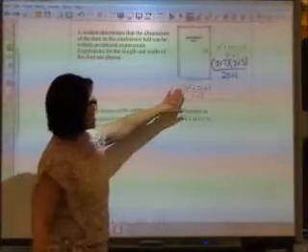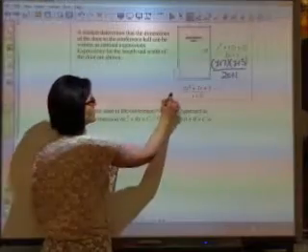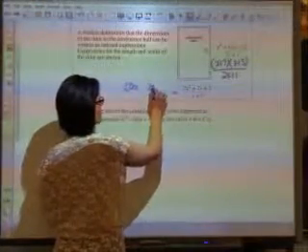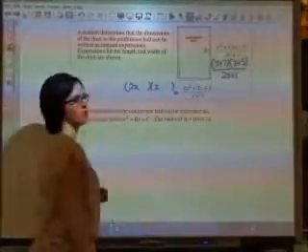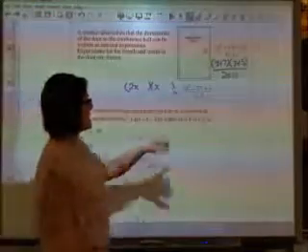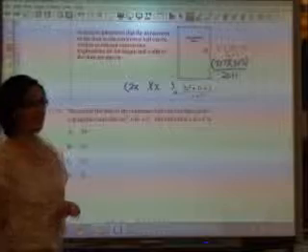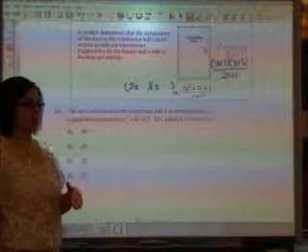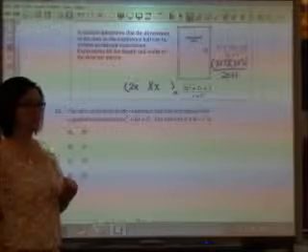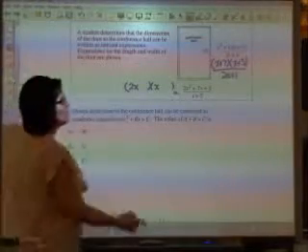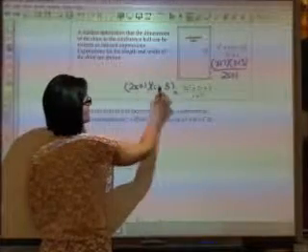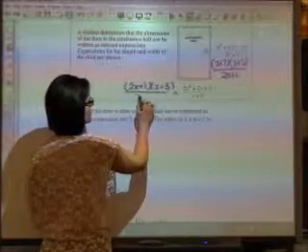Okay? And then when I go to factor this one, the only way that I can get a 2x squared is to multiply x by 2x. And then to get a 3, the only way I'm going to get a 3 is 3 times 1. I just need to figure out where the 3 goes and where the 1 goes. So to get 7 in the middle, I want this to be 6 and 1 because they're both positive.